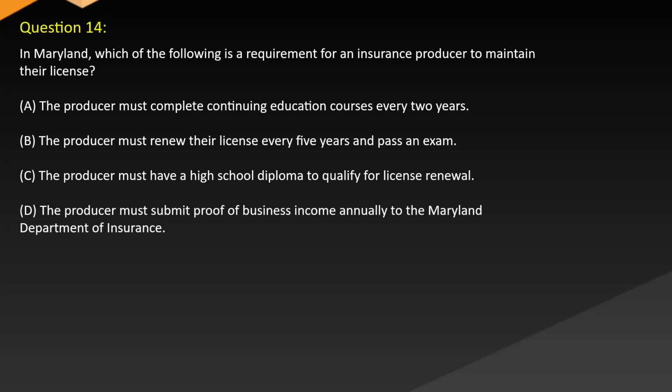Question 14. In Maryland, which of the following is a requirement for an insurance producer to maintain their license? A. The producer must complete continuing education courses every 2 years. B. The producer must renew their license every 5 years and pass an exam. C. The producer must have a high school diploma to qualify for license renewal. D. The producer must submit proof of business income annually to the Maryland Department of Insurance.